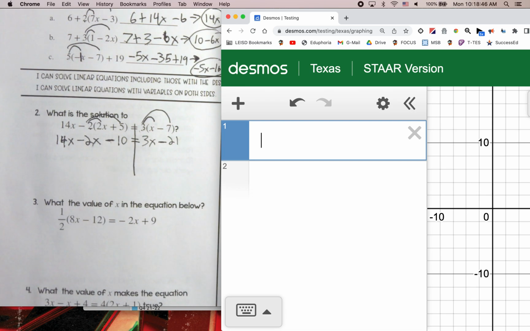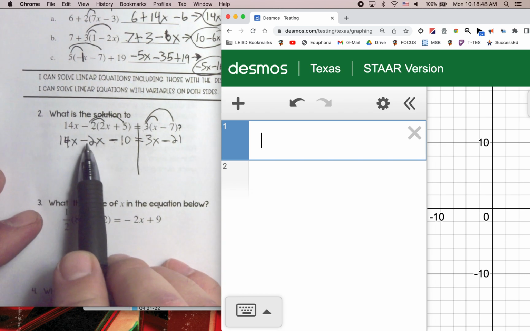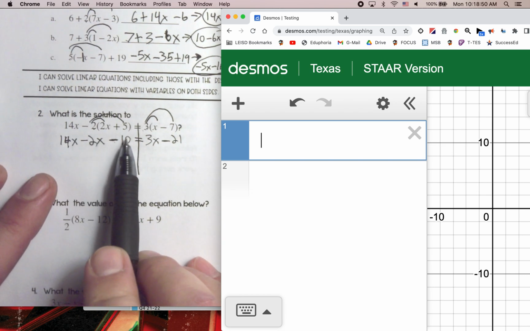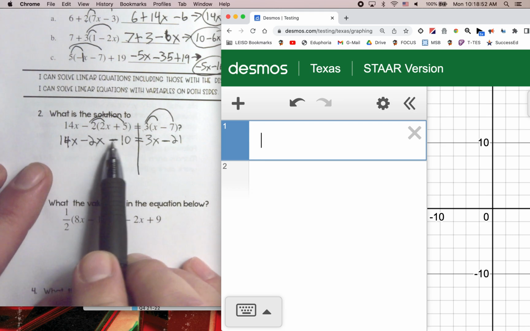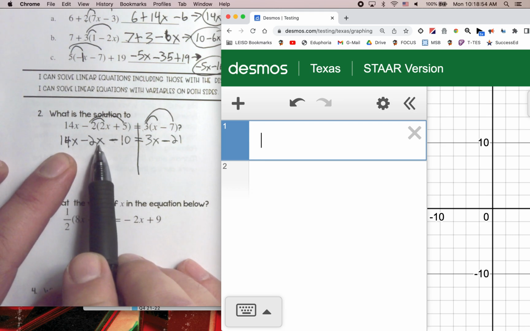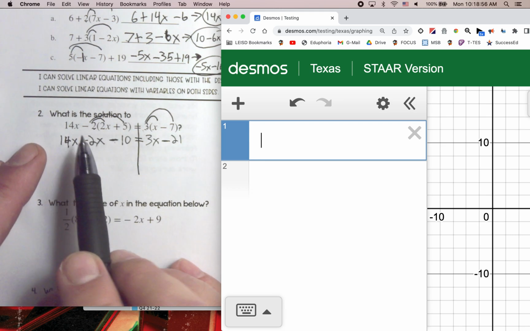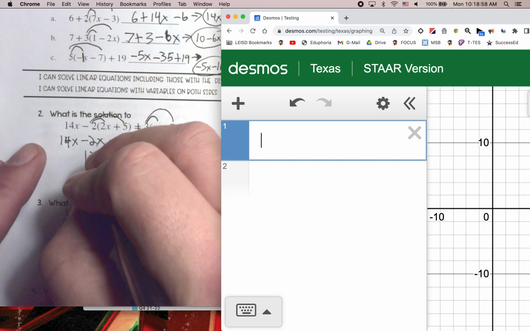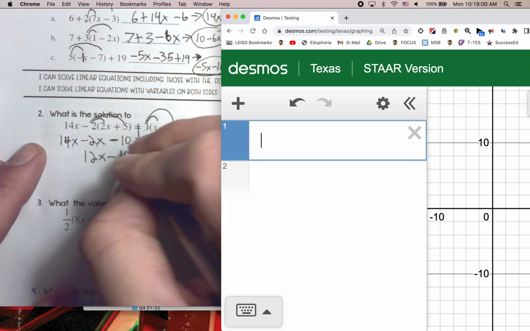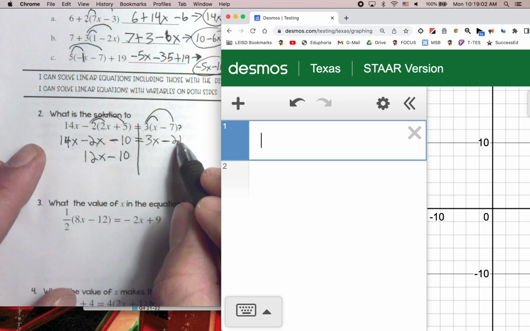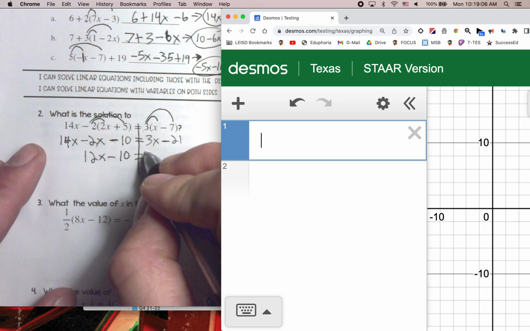So I'll look on the left. 14x minus 2x minus 10. This minus 10 is just a straight up number, but these two have x's. So 14x minus 2x, 14 minus 2 is 12x. I still got that minus 10. 3x minus 21, well, the 3x has an x. 21 is a constant. Those aren't like terms, so bring those down.